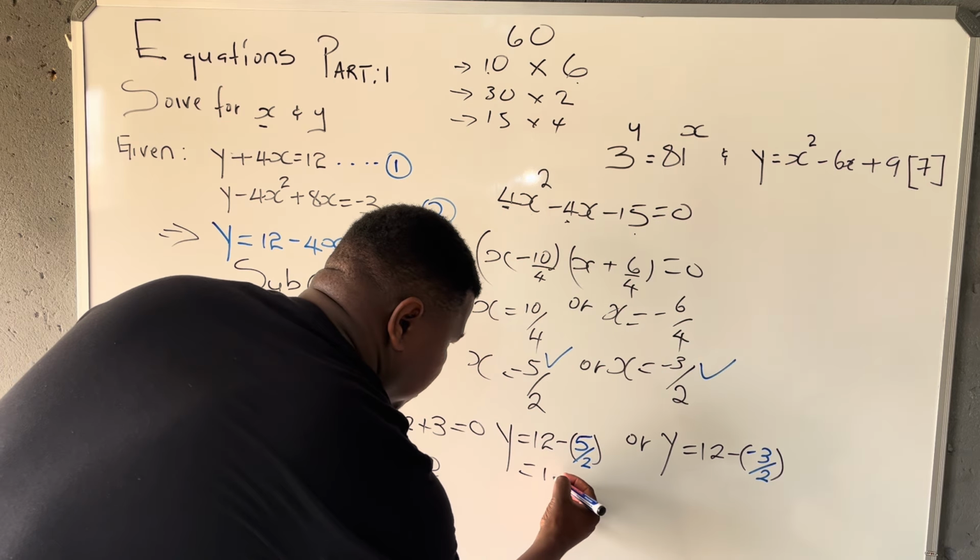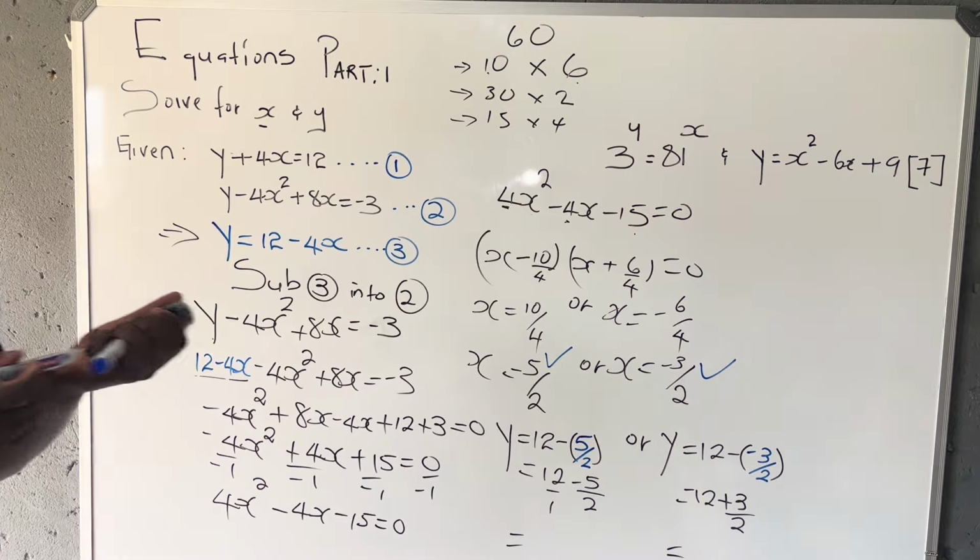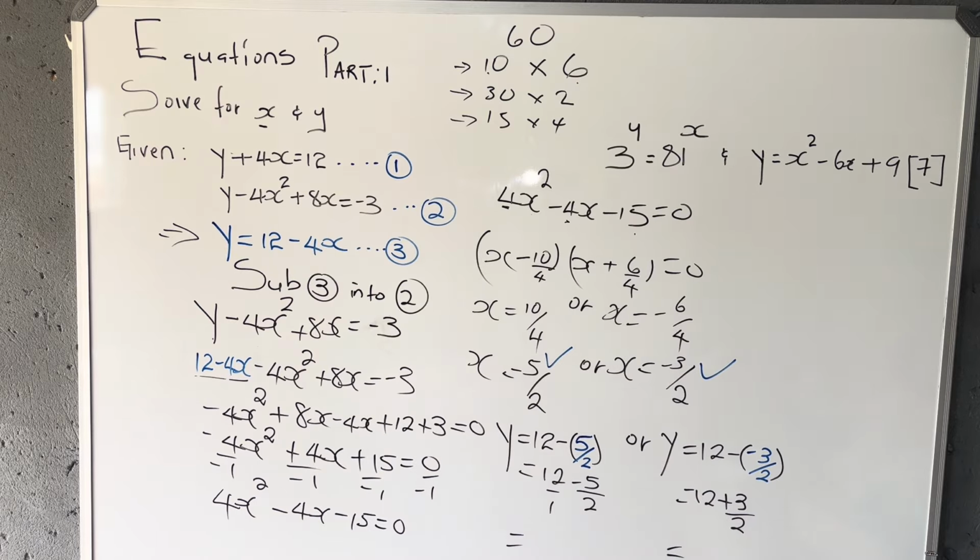Obviously, I will just have like something like 12, 5 over 2. This side, I will have negative and negative, which will be positive. That will be 3 over 2. Now you can just punch your calculator or do it manually to tell us what is the answer. So by that, we are done with it. That is the end of it.